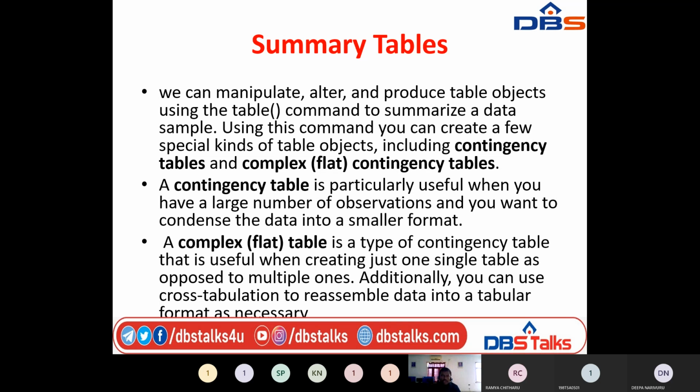Now, this is what a contingency table is. It is particularly useful when you have a large number of observations and you want to condense the data into a smaller format. It is very, very useful. A complex or flat table is a type of contingency table that is useful when creating just one single table as opposed to multiple ones. In a contingency table, we are creating multiple tables, but in the flat table, we create only one table that will be sufficient to represent all the values available in the large amounts of data. These are the two types of tables we are creating: contingency tables as well as complex tables.